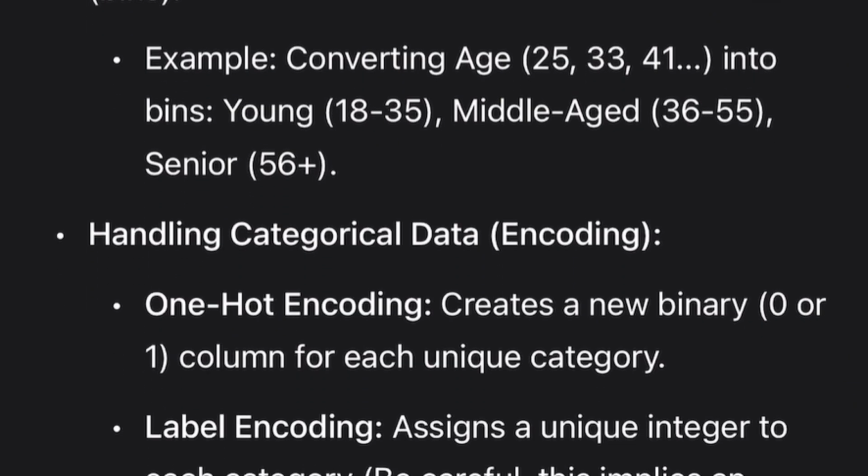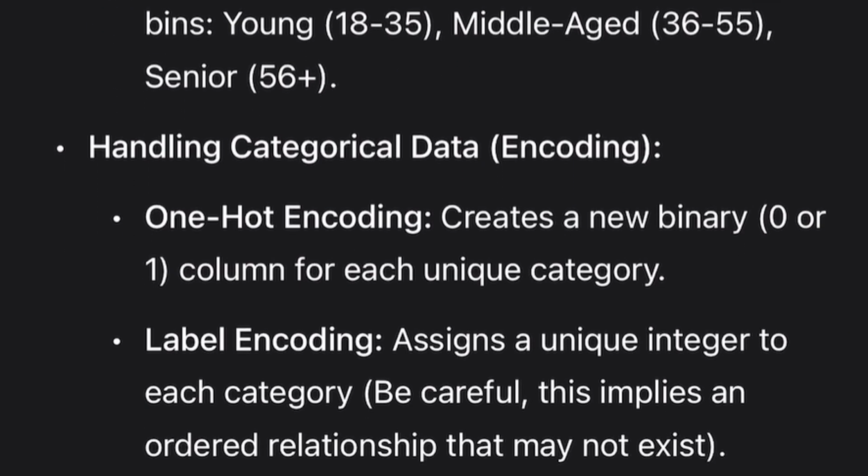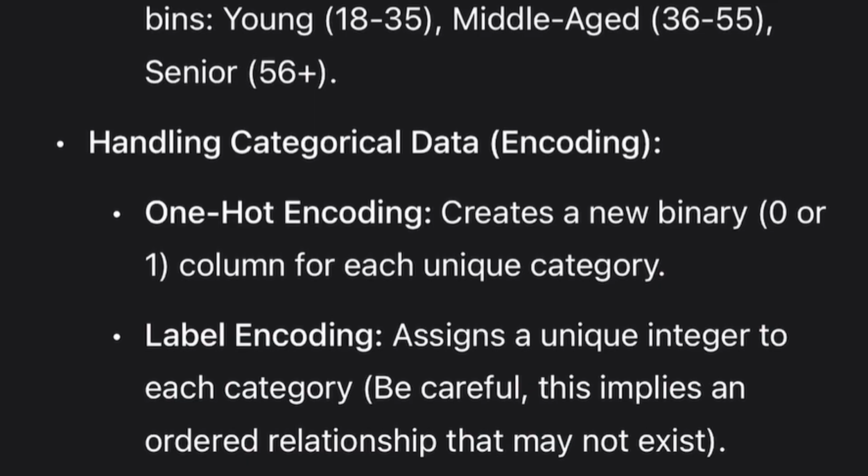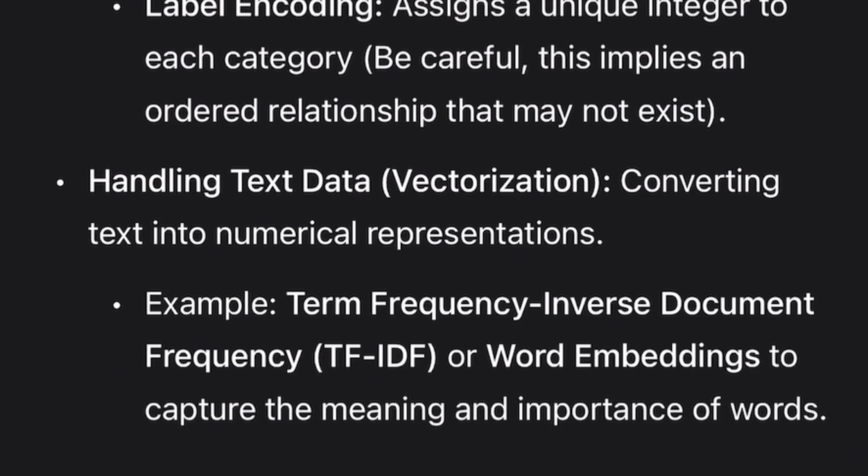Handling categorical data, encoding. One hot encoding creates a new binary, 0 or 1 column for each unique category. Label encoding assigns a unique integer to each category. Be careful, this implies an ordered relationship that may not exist. Handling text data, vectorization, converting text into numerical representations. Example, term frequency, inverse document frequency, TF-IDF, or word embeddings, to capture the meaning and importance of words.